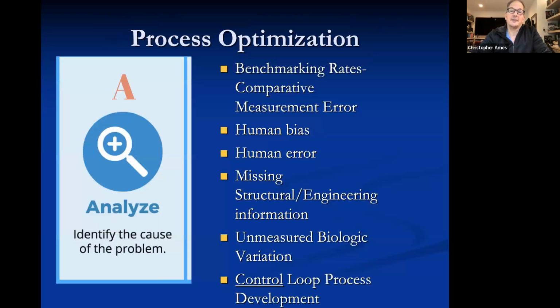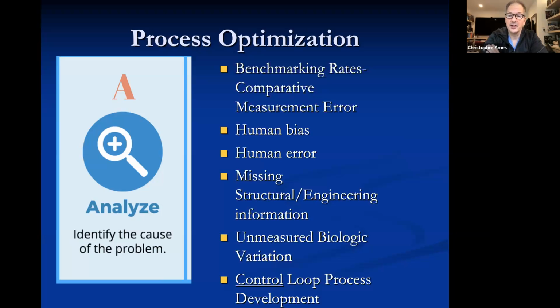And I'm going to show you and try to convince you that this process optimization is probably best going to be through data. It's going to give us better quality benchmarking rates. It's going to eliminate, to a large extent, human bias and human error, especially on judging who's a good operative candidate. In the future, it may start to eliminate structural and engineering related error.